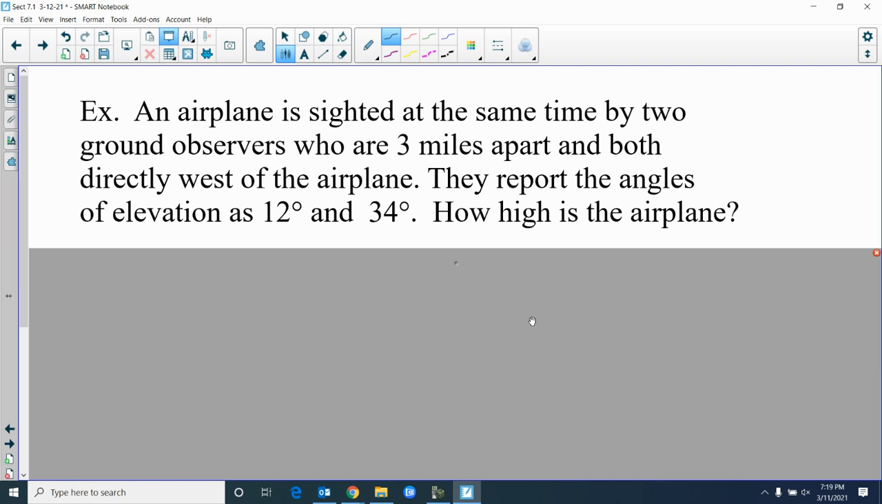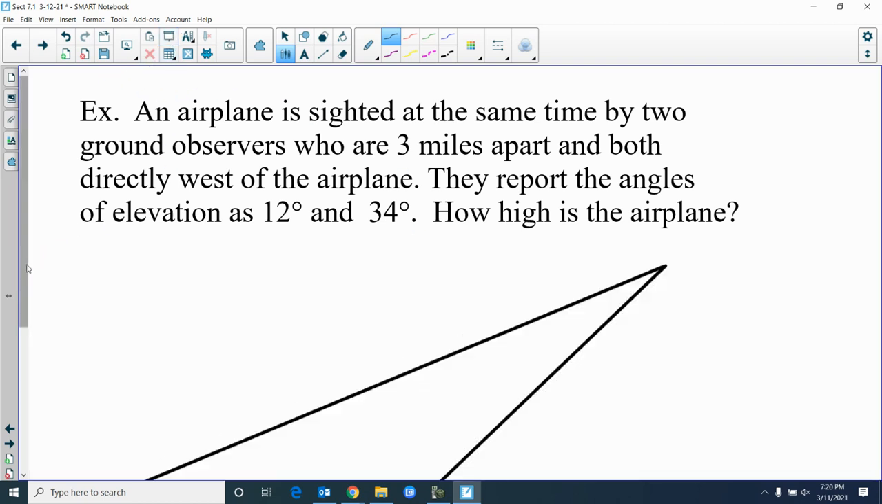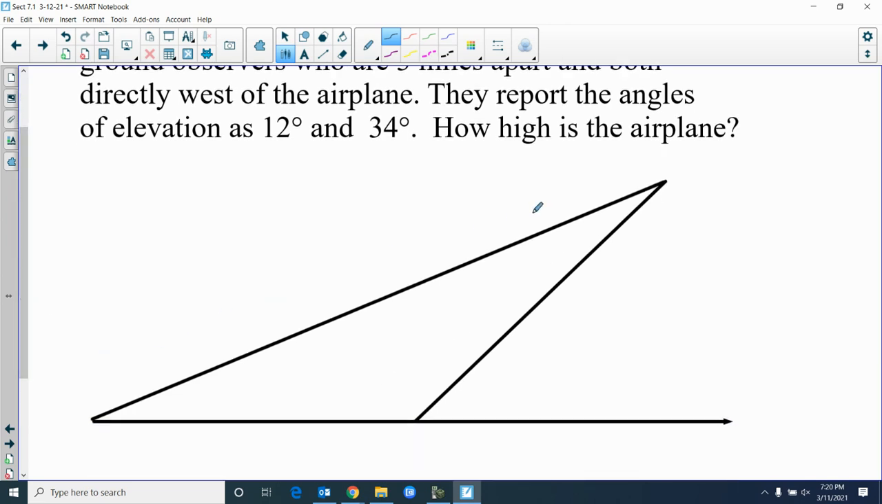Okay, you got two observers. They're west of an airplane. Angles of elevation 12 and 34 degrees. So here's what I want you to think. Here is the airplane. This would be an accurate drawing. This would be one person. This would be the second person.